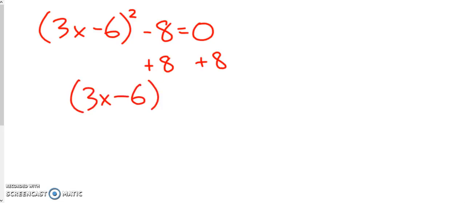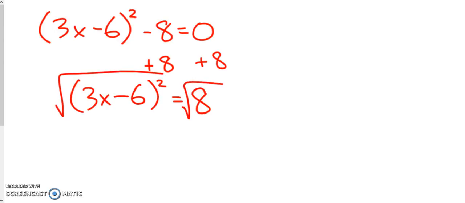3x minus 6 squared equals 8. Then I take the square root, and I get 3x minus 6 equals plus or minus the square root of 8. Now, unlike before, when 5 was a prime number, 8 is not a perfect square, but it does have a perfect square that is contained in it. And so we need to talk about being able to break down square roots.